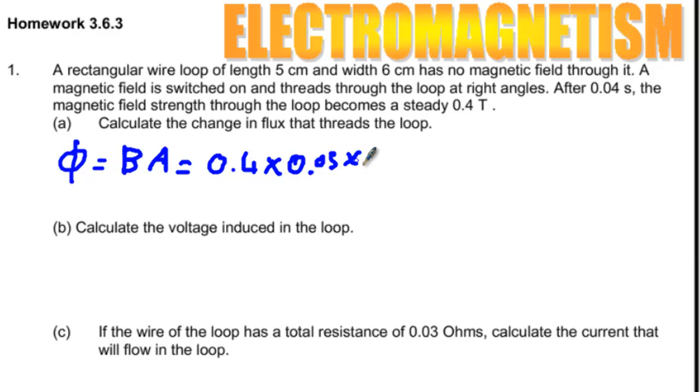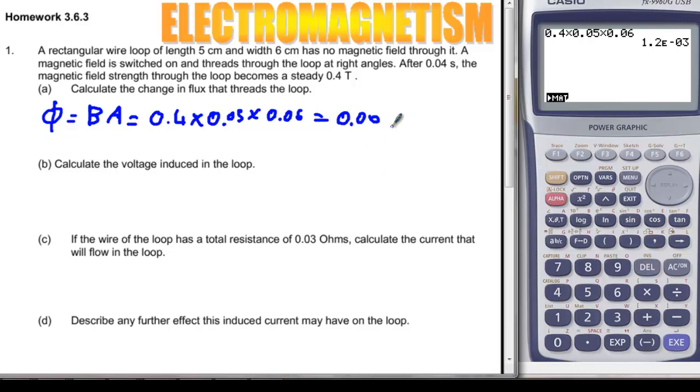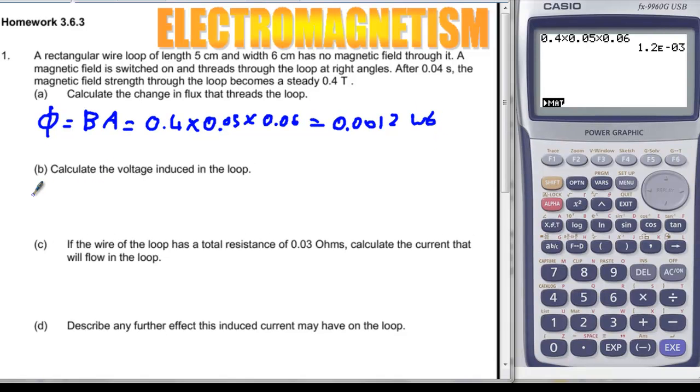0.05 times 0.06. So 0.4 times 0.05 times 0.06 works out to be 1.2 times 10 to the minus 3 Webers. Okay, B, calculate the voltage induced in the loop.